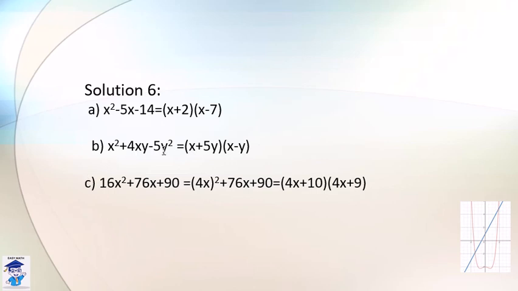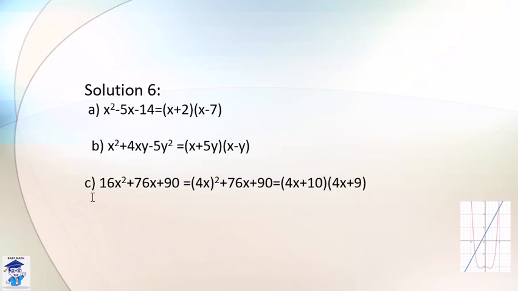And number B, you can see is x squared plus 4xy minus 5y squared. So x squared made x times x. And the last term is negative y squared, made in 5y times negative y. And the middle term is 4xy, so we double check the middle one: 5xy minus xy, so it's positive 4xy. So the final answer of B is x plus 5y times x minus y.